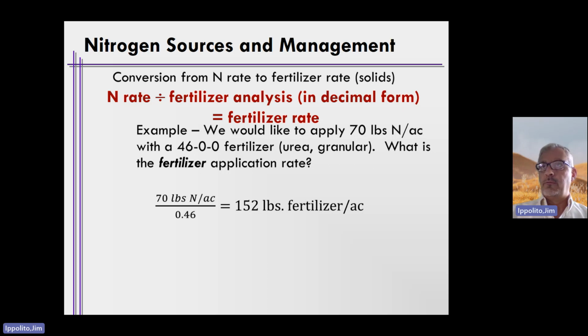So here's a conversion. Conversion from nitrogen rate to fertilizer rate for solid fertilizers is simply you take the nitrogen rate that's required by a plant divided by the fertilizer analysis in decimal form. And that is simple, and that equals the fertilizer rate. Okay. So here's an example. This example is in your notes as well.